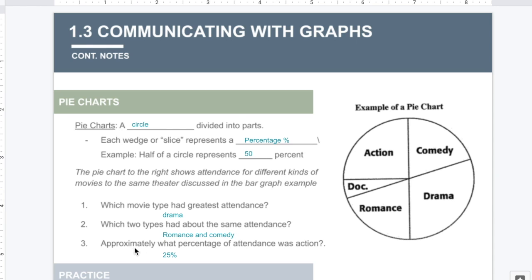Then lastly, approximately what percentage of attendance was action? So if we look at this, it is 1/4 of the circle. So about 25% attended the action movies.